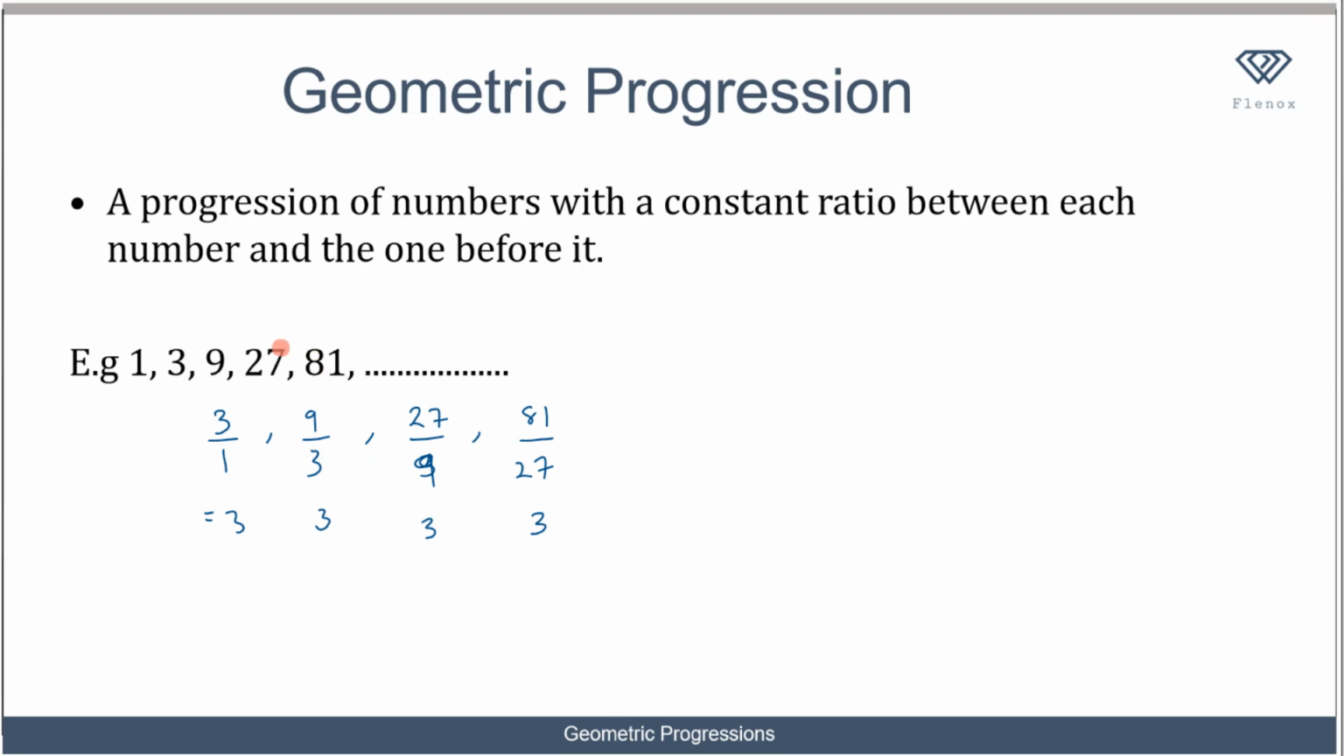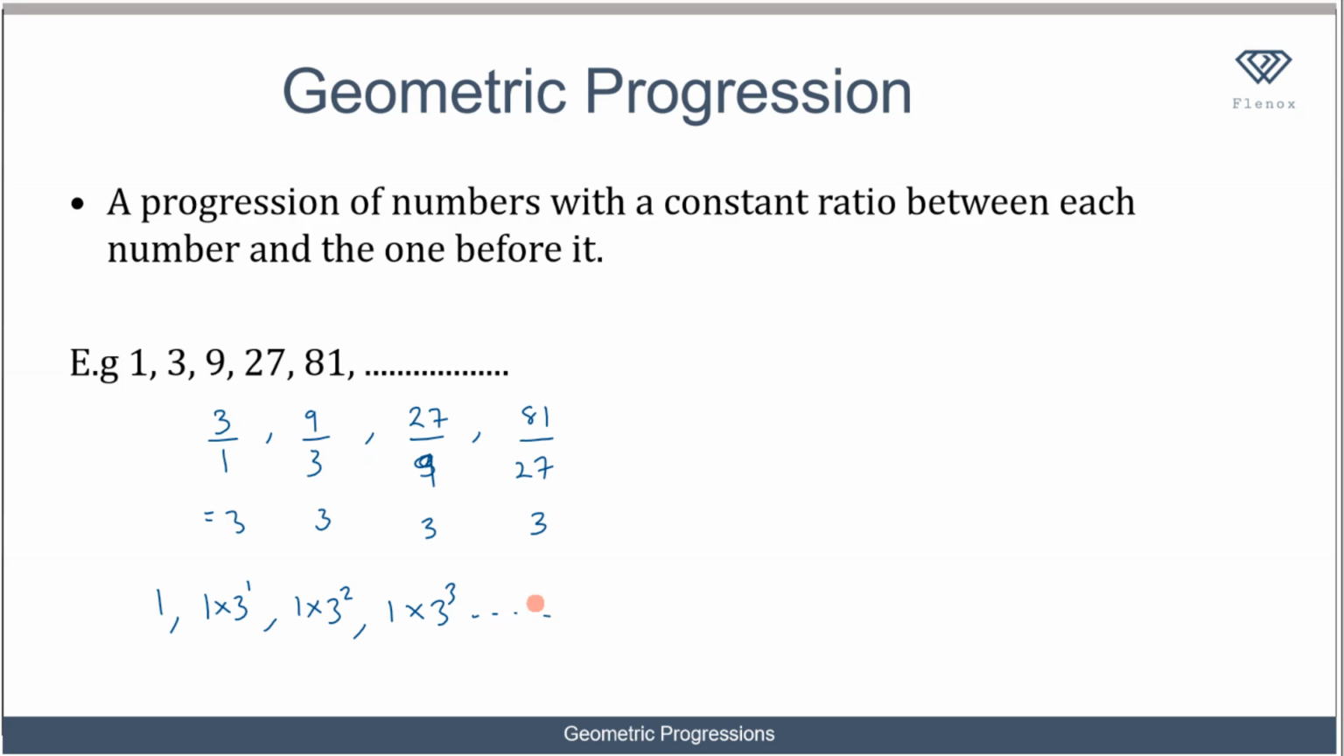So this is what distinguishes geometric progression from arithmetic progression. In arithmetic progression, we are adding a constant number, but in geometric progression, we are multiplying by a constant number, and that constant number is referred to as the common ratio. So this expression can also be written as 1. 3 can be written as what? 1 times 3 raised to 1. 9 can be written as 1 times 3 raised to 2. 27 can be written as 1 times 3 raised to 3, and so on.